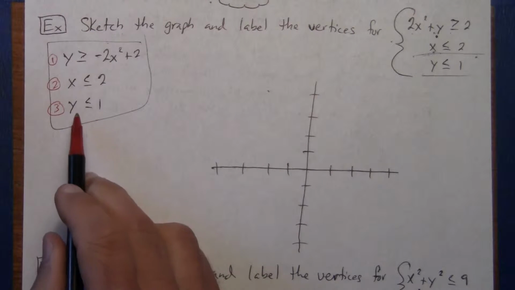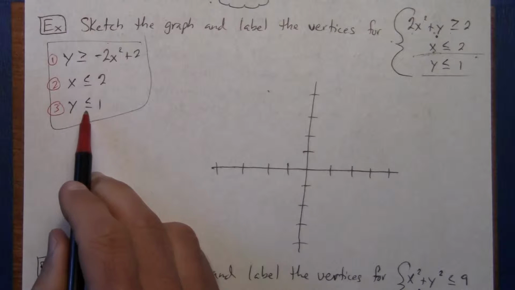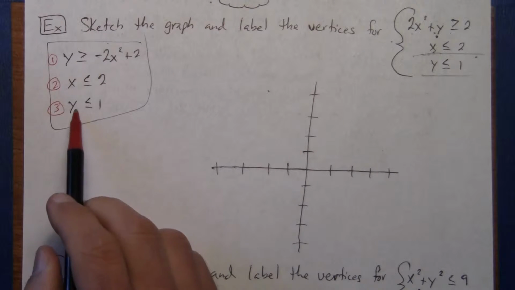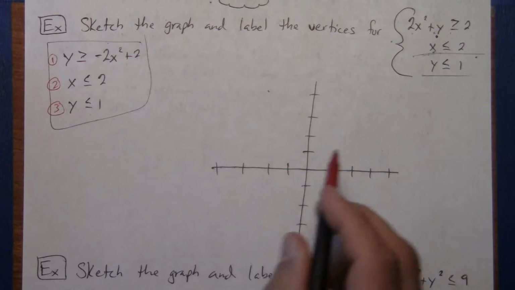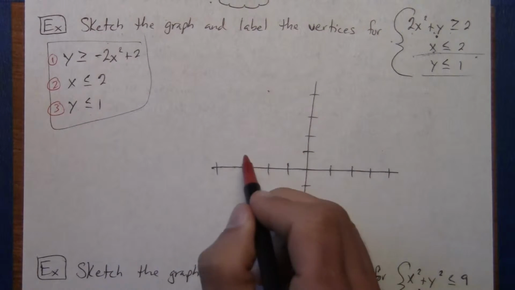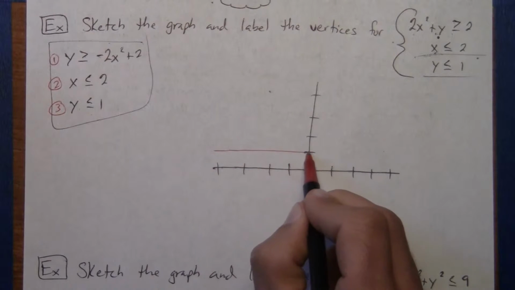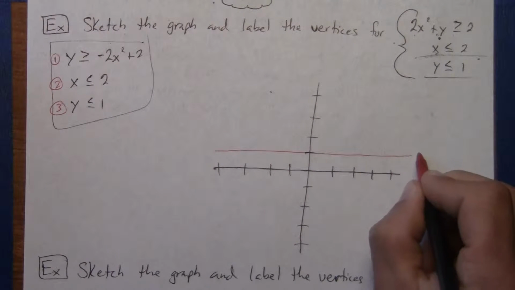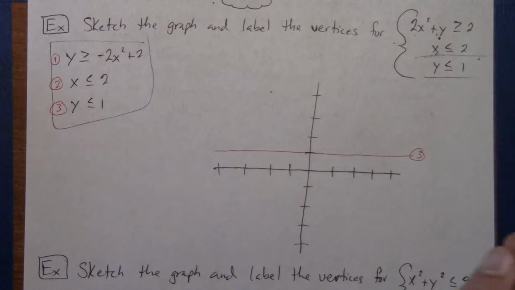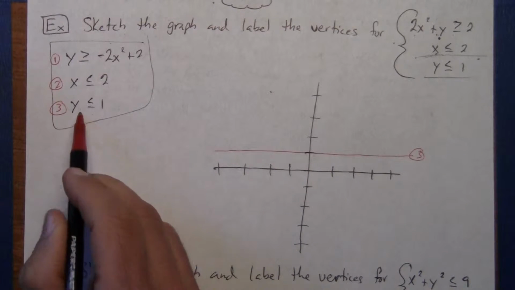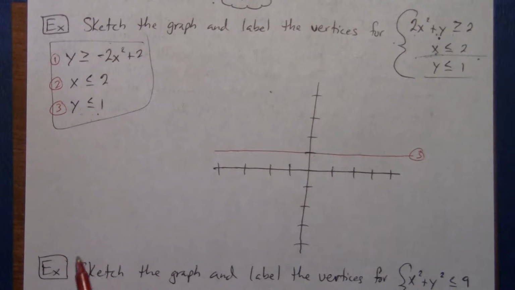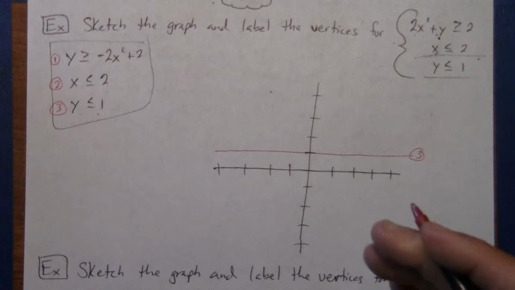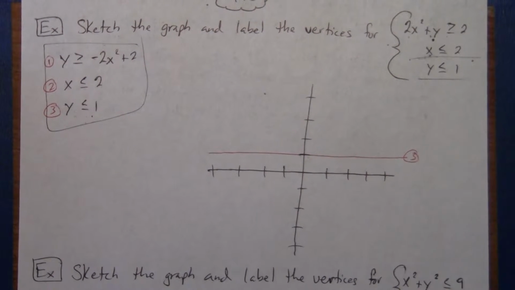I'll just go backwards. The third one is a line, and it's either horizontal or vertical because it doesn't have x or y. Hopefully you remember that y is equal to a number means that you have a horizontal line. It's saying that y is less than or equal to 1, so that's this line right here. And then what I tend to do is I'll just put a little 3 here next to it so that when I look back at that line I can tell that it's that equation that I'm referring to. Probably not such a big deal for these, but when you get a bunch of linear equations that aren't horizontal or vertical, it's kind of nice to see them.